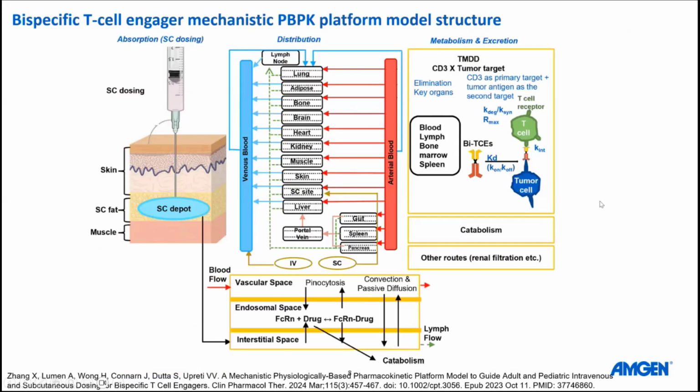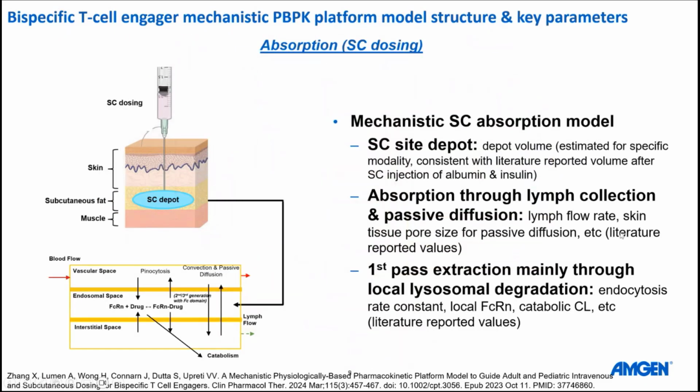And this is a general structure of this PBPK platform model. So we used a full PBPK model structure with around 14 organs for distribution and elimination, and also incorporated a mechanistic absorption structure for the SC dosing. So yes, let me break down. So for modeling the SC dosing, we actually used the mechanistic SC absorption model built in within SimCyp.